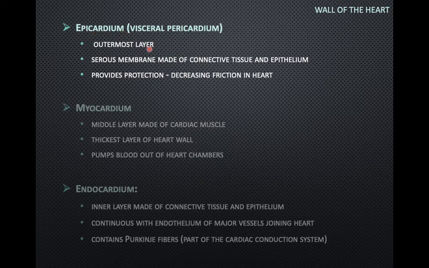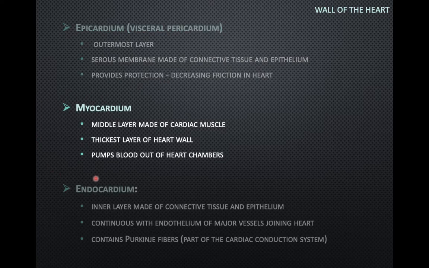This is the outermost layer. It's that serous membrane, and it provides protection against friction in the heart. Then we have the myocardium. The myocardium is that thick middle layer of cardiac muscle. When we think about heart muscle, this is generally the tissue that we're thinking of. The myocardium is the thick layer of the wall that pumps blood out of the chambers. It's thick and strong, and it's basically all of the cardiac muscle that does all the pumping action.